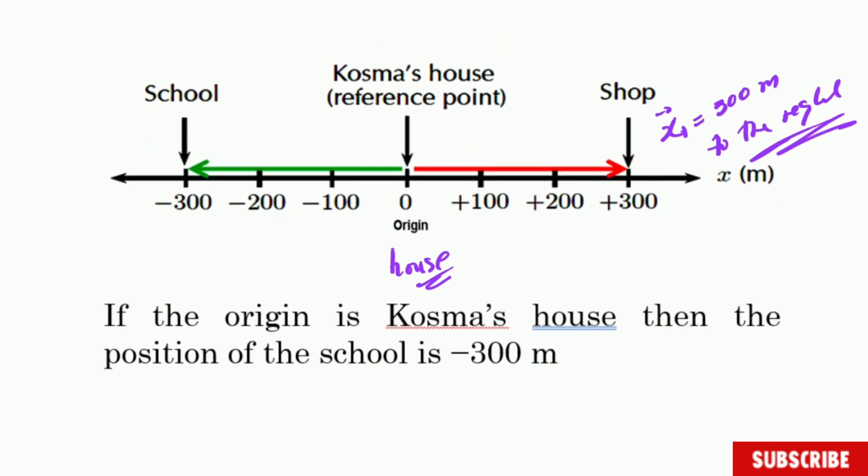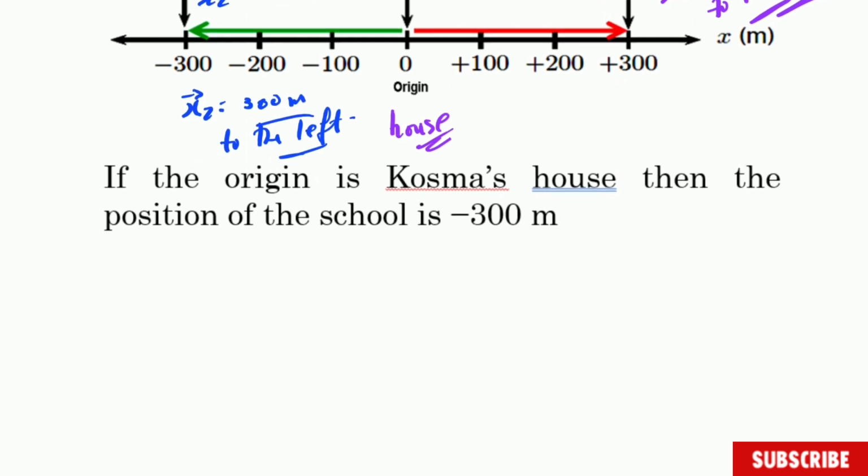But when Cosma goes to the school, we have another position, which we can call position 2. Now, position 2, guys, is going to be equal to, taking the house as a reference point, remember, the reference point can change, it doesn't matter. If the house is still the reference point, it is going to be negative 300 meters, or you can say that position 2 is equal to 300 meters to the left. And that's it. It's quite simple. In terms of position, this is quite simple. I hope you understand, it's not problematic at all.